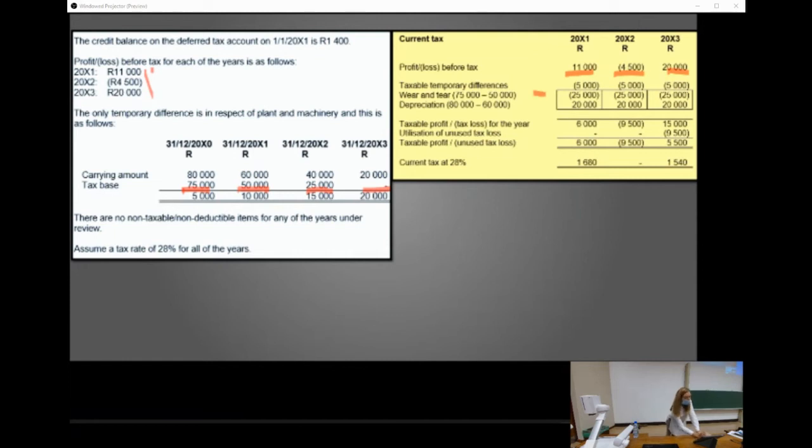And our depreciation would be the movement of the carrying amount from 80 to 60 to 40 to 20. There we go. Good. And that gives us then our taxable profit or tax loss for these 3 years.